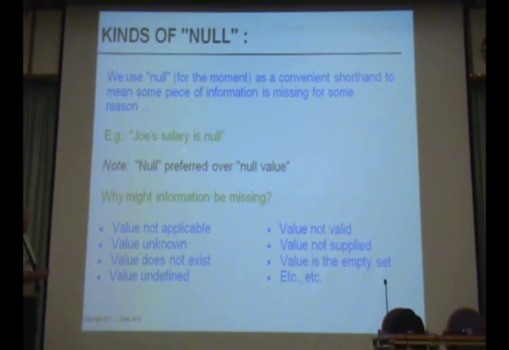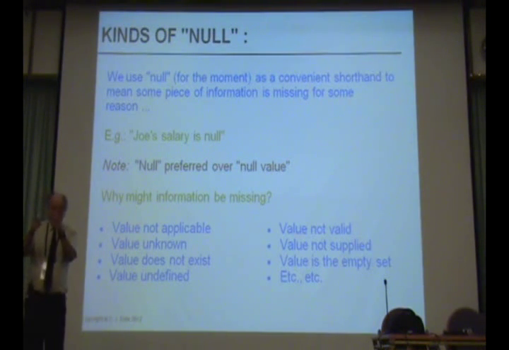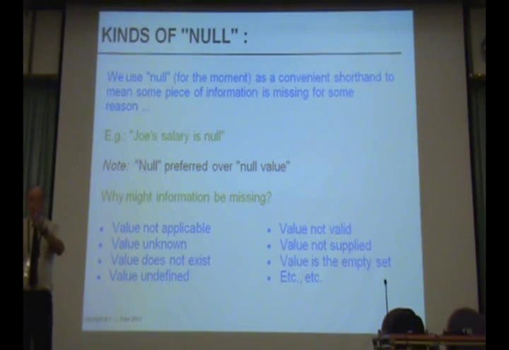So we might say, for example, Joe's salary is null. What we mean by that is, Joe does have a salary, because all employees have a salary, but we don't know what Joe's salary is. So in the slot in the database where Joe's salary belongs, we can't put a value in there because we don't know what value to put. So we don't put a value in there. Instead, we mark the slot or flag the slot.